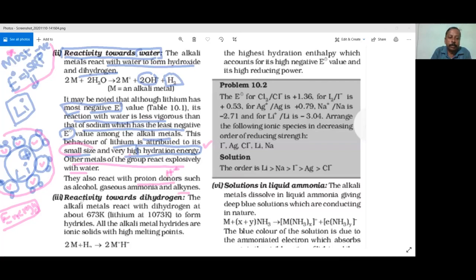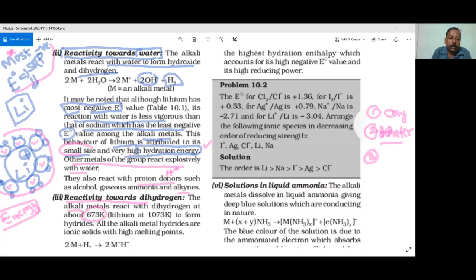Next, reactivity towards hydrogen. Reactivity towards oxygen we have completed. Reactivity towards water we have completed. The third thing we are going to study in the chemical properties is reactivity towards hydrogen. Alkali metals react with dihydrogen at 673 Kelvin.